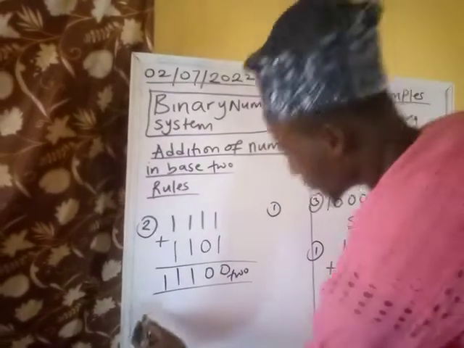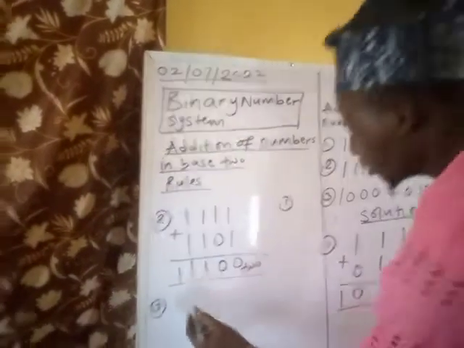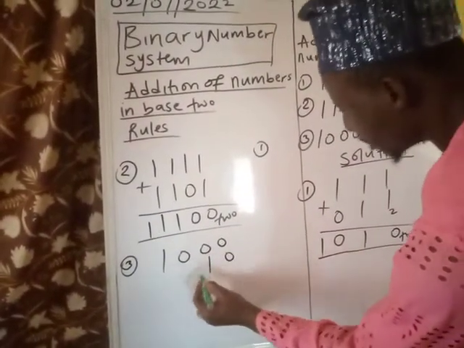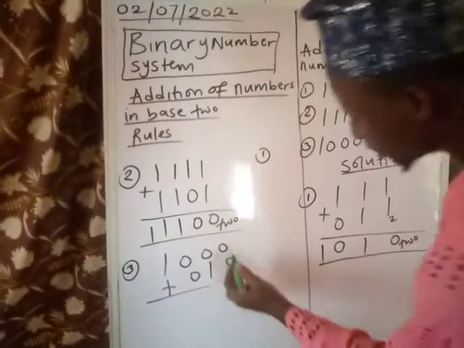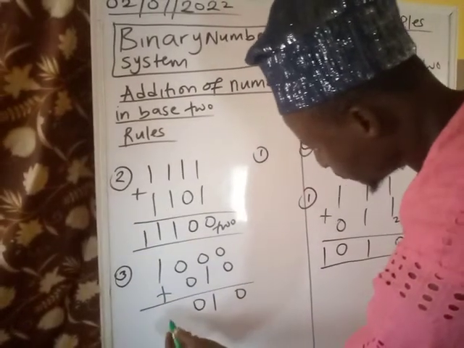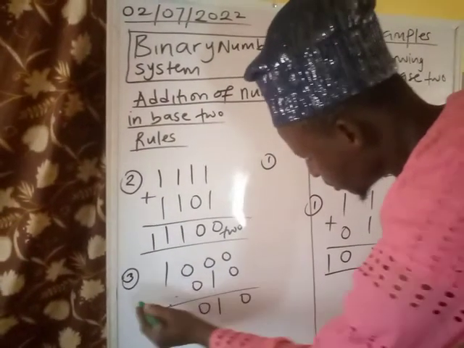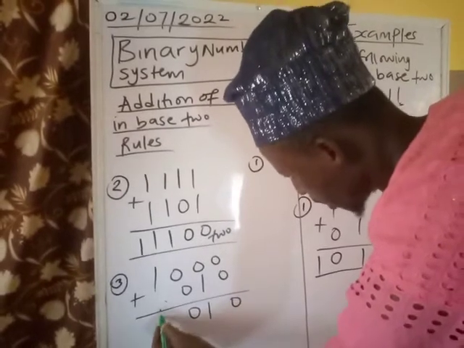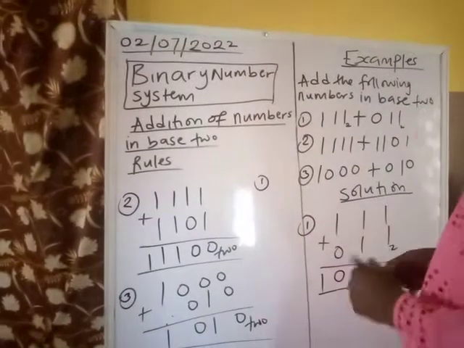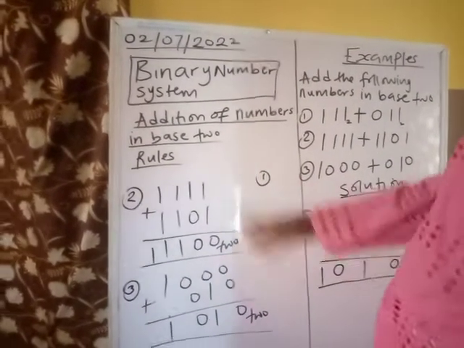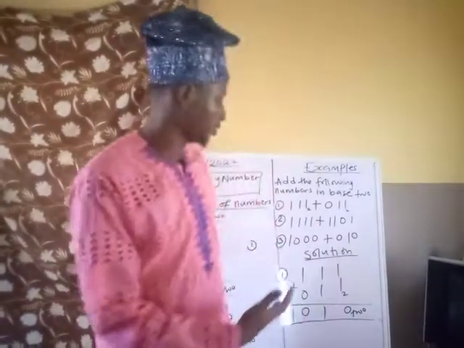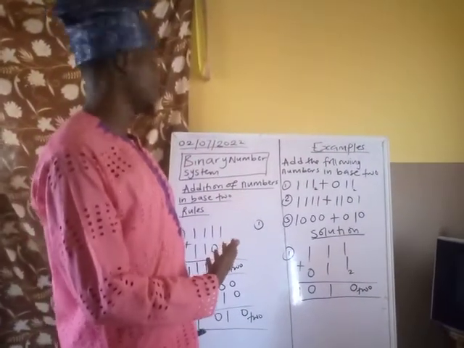So let's move on to the next example. That is question number 3. You have 1 0 0 0 and 0 1 0. So 0 plus 0 is 0. 0 plus 1 is 1. 0 plus 0 is 0. 1 plus 0 is 1. So we have this value also given in base 2. So that is the final answers for the listed examples above. So that is what we want to discuss for today, addition of numbers in base 2.